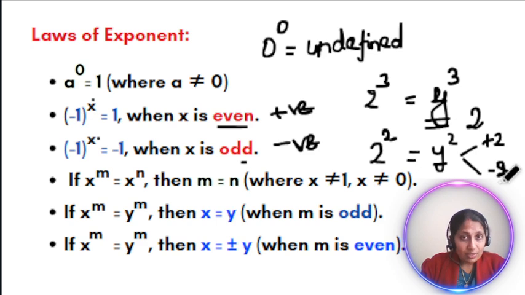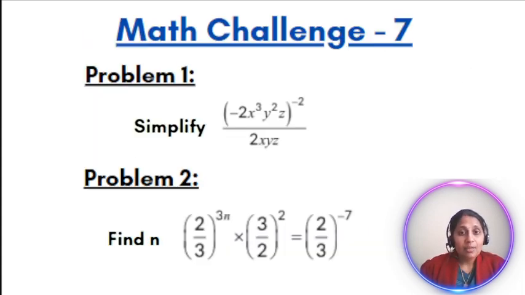So hope you understood till now. Now the real task for you, which is math challenge 7. Problem 1 is simplification, which means you have to apply all the laws that are discussed so far, solve it and bring it to the simplest form. Problem 2 is finding the unknown. So you have to apply the laws that we have discussed so far and the last few things that we discussed and find the value of n here.